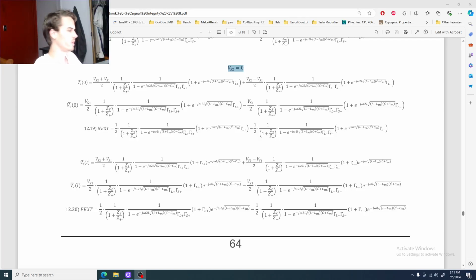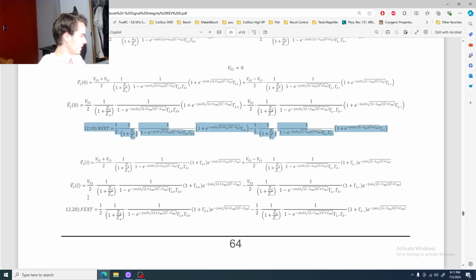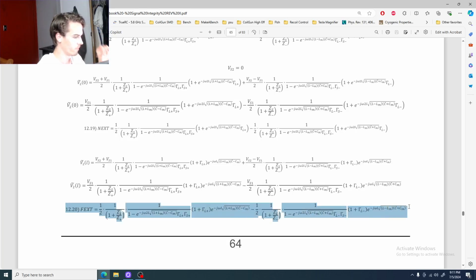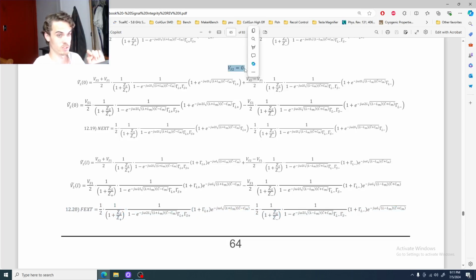Hello, in this video I'm going to be discussing near-end crosstalk and far-end crosstalk for when the reflection coefficient is 1. As we can see in equations 12.19 and 12.20, these are the near-end crosstalk and far-end crosstalk equations for when the victim line is quiet. These are the actual equations, as derived. There are no approximations with these.